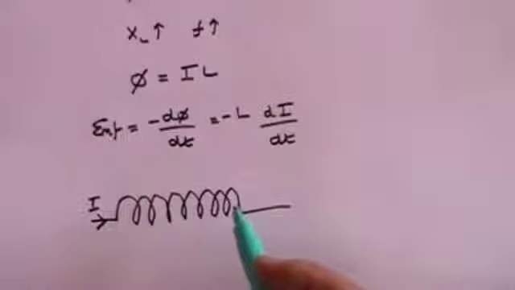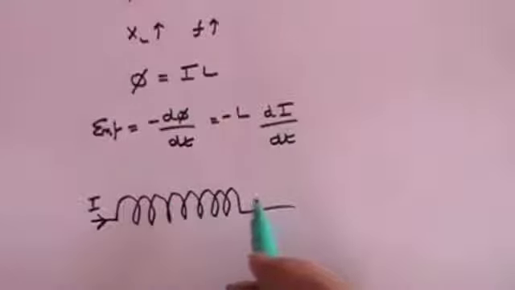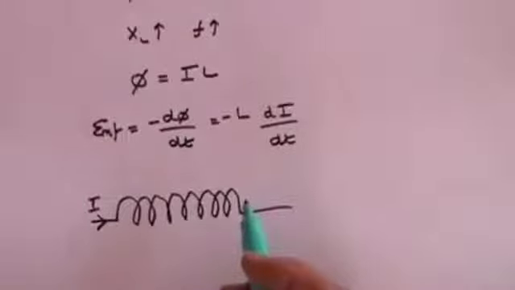What does a changing magnetic field do in the presence of a wire? Answer: it creates an induced current. Which direction does that current flow? Answer: Lenz's law tells you it flows in the opposite direction so as to oppose the change that caused it. That's what Lenz's law tells us.